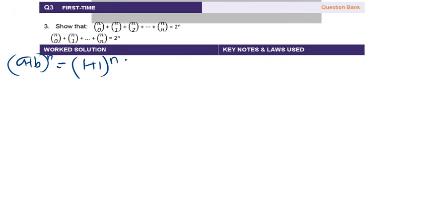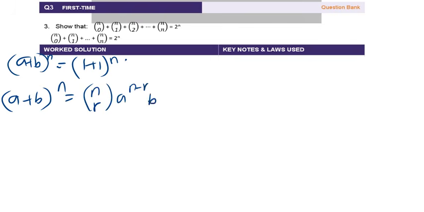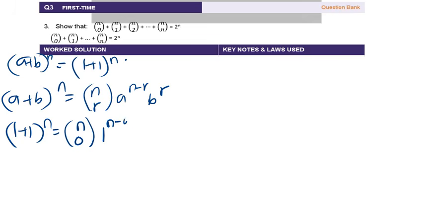And we know that the formula for (a plus b) to the power n is the sum of n choose r, a to the power n minus r, b to the power r. I'll use the same one. So we have got 1 plus 1 raised to the power n. The first one, we always start with r equal to 0. Then we have 1 as a, raised to n minus r, and b is still 1 raised to the power r, which is 0.